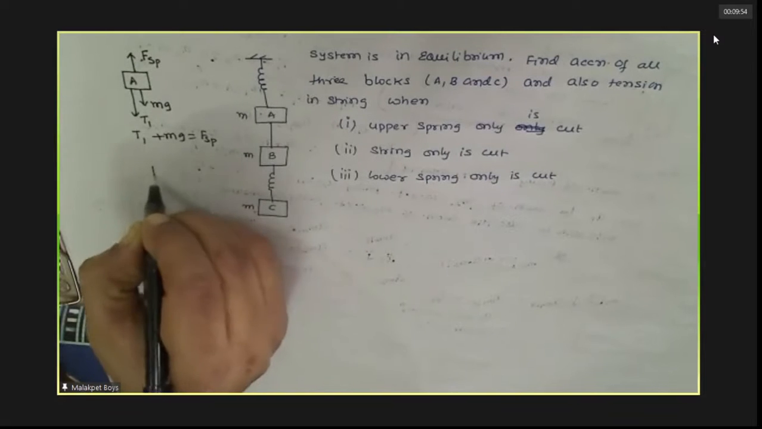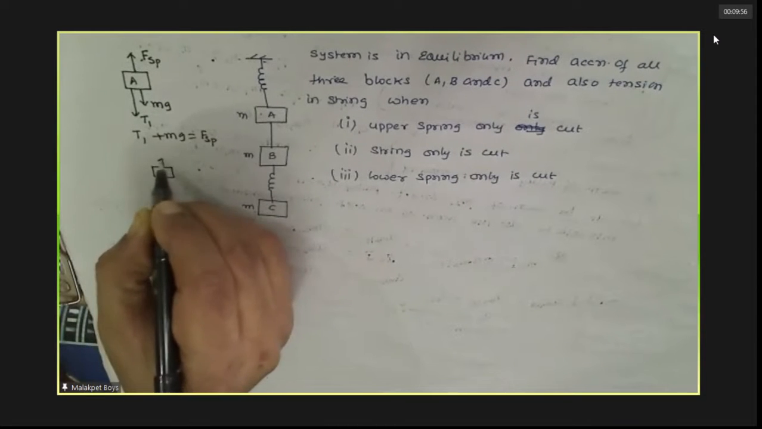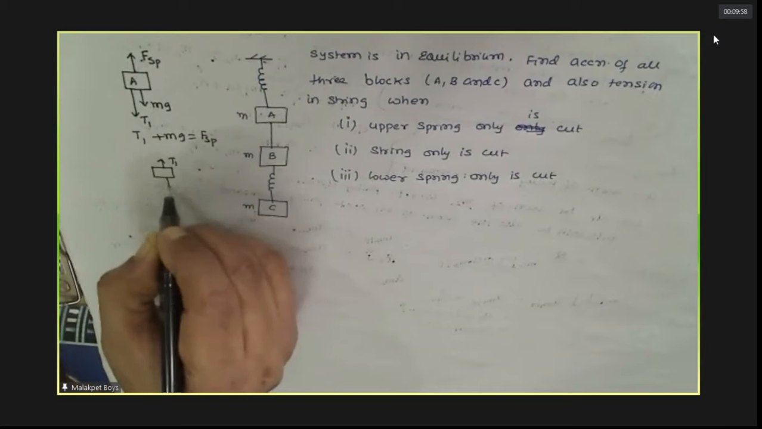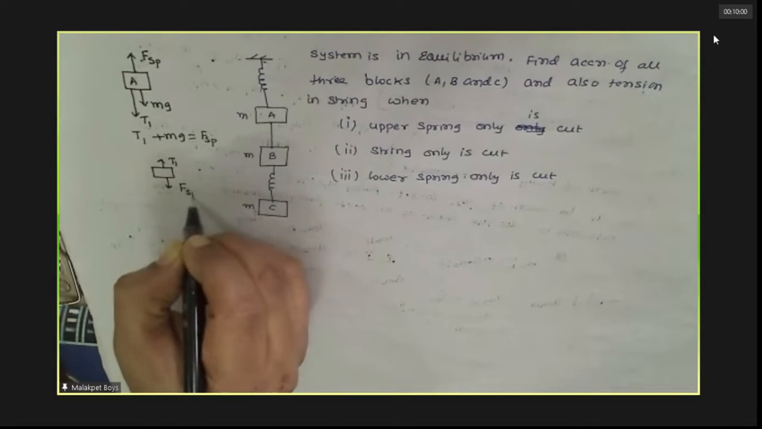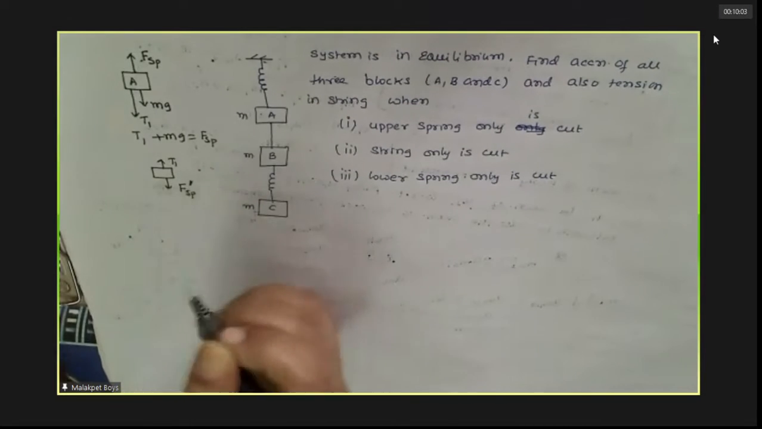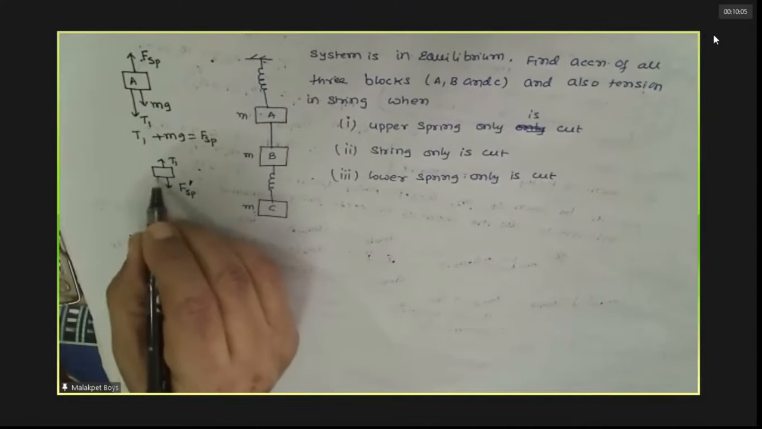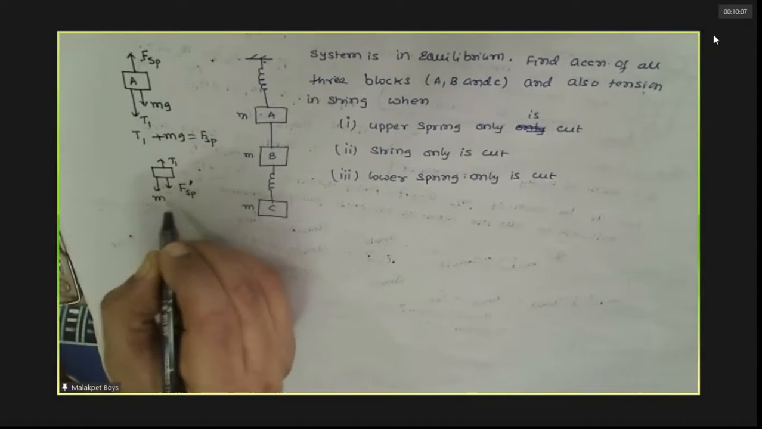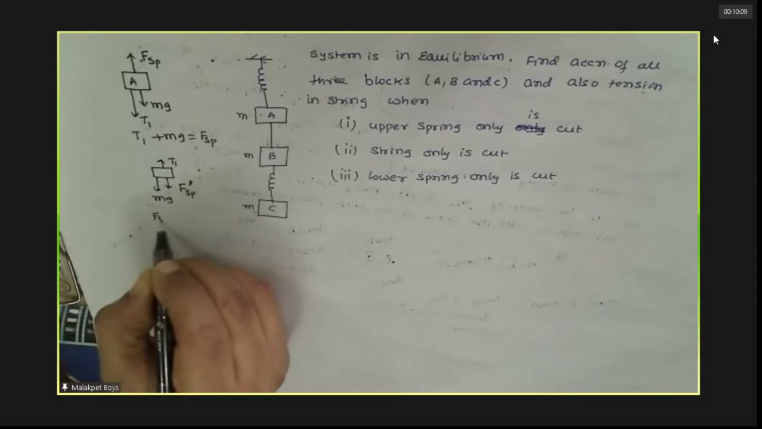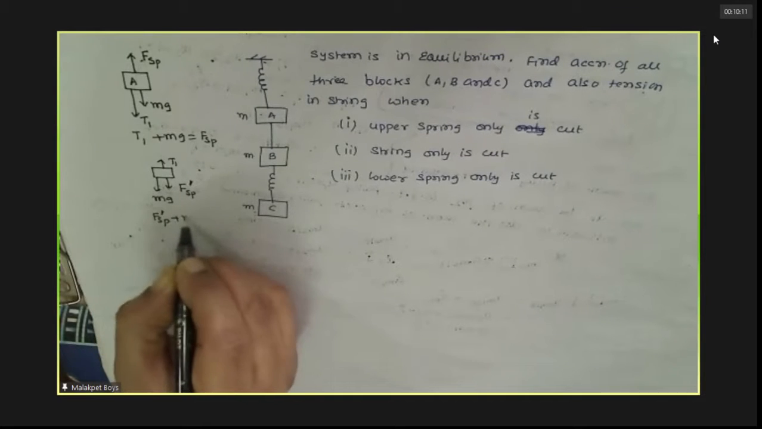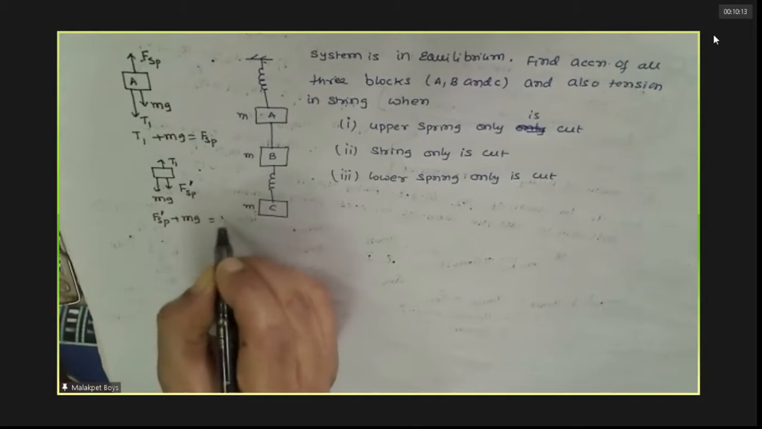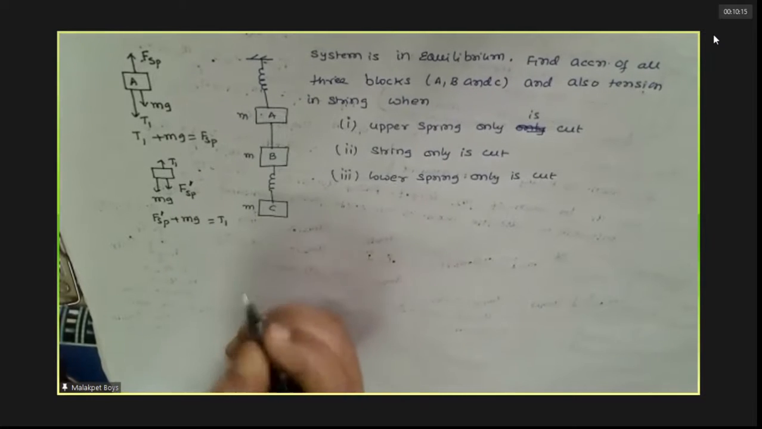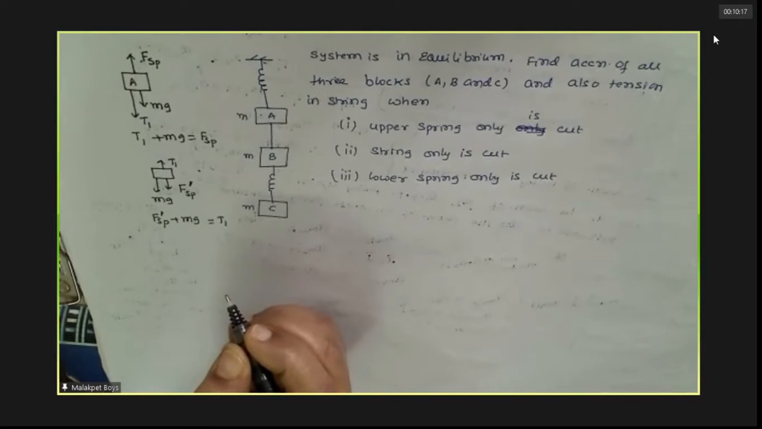Come back to the block B. This is T1. This is the spring force of another spring, I'm calling it SP dash. Apart from that, it has weight. Do you agree with this? Follow this or not?